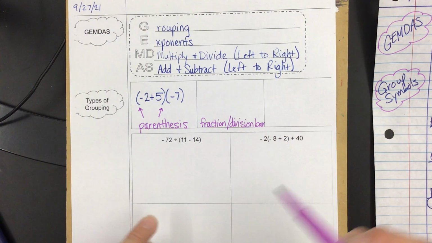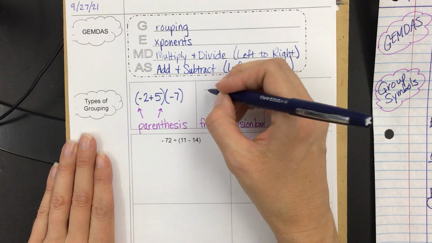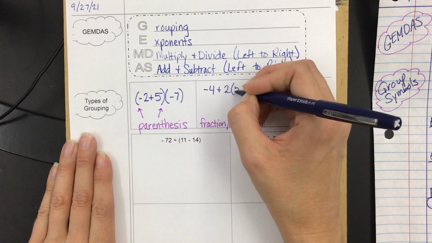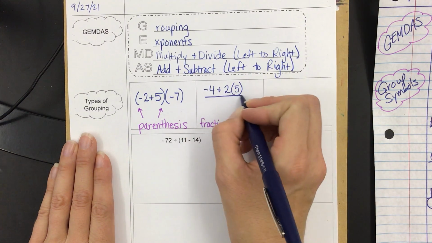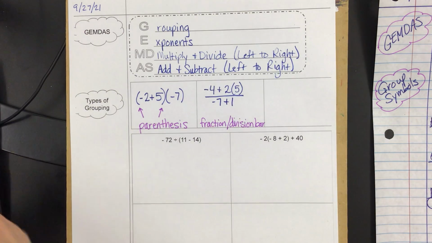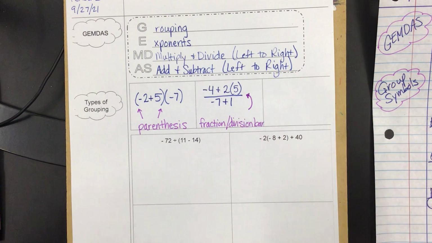Got to squeeze it in there. Fraction division bar. So here's an example of that. Okay. So this right here can be referred to as a fraction bar. It can be referred to as a division bar. Okay? It's really the same thing, and I know that sometimes can be confusing because you can look at that and say it's a fraction, but you could simplify it or divide it and make it a whole number. Okay?